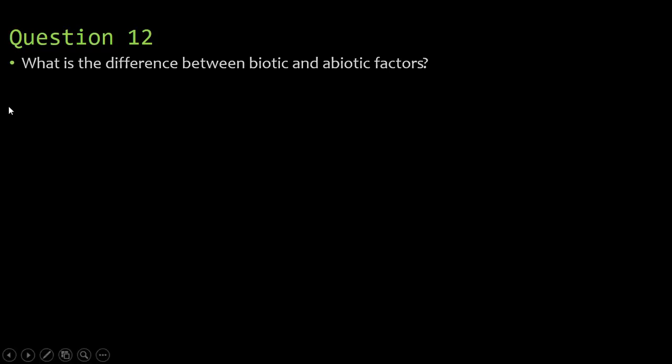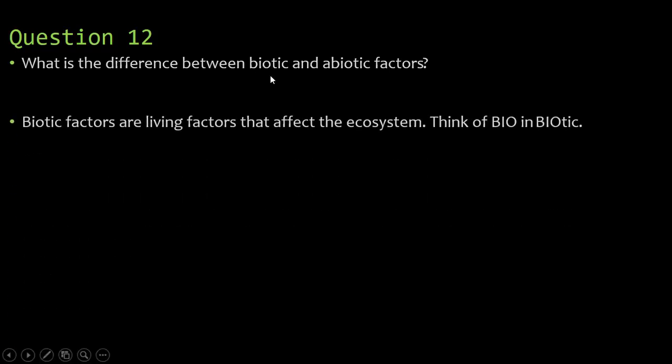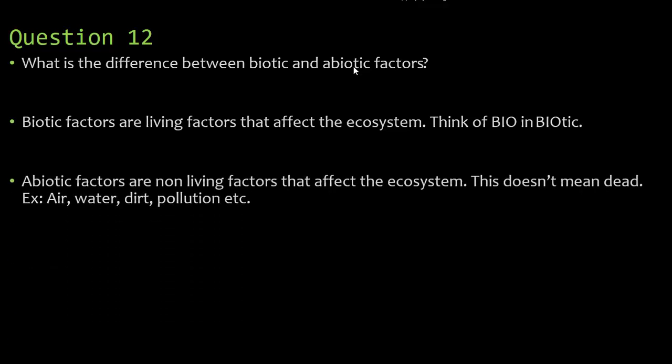So we have bio, and that just screams the answer. Biotic factors are living factors that affect the ecosystem. So think of the word bio and biotic. But you might be saying, we have bio and abiotic as well. Yeah, but the prefix a means not bio, not life, and that is non-living factors that affect the ecosystem.